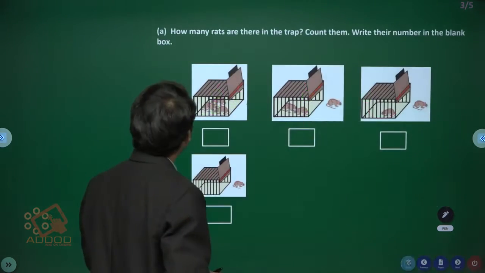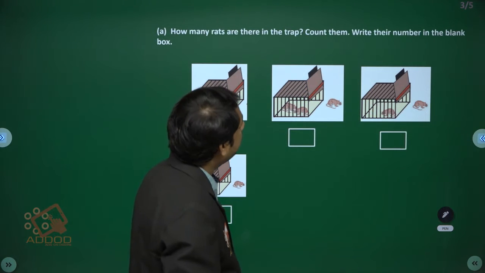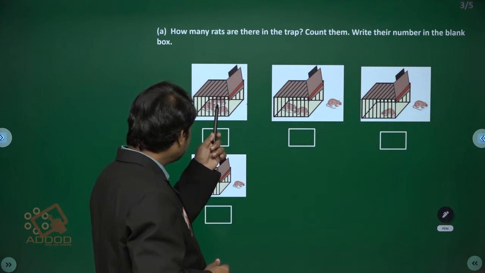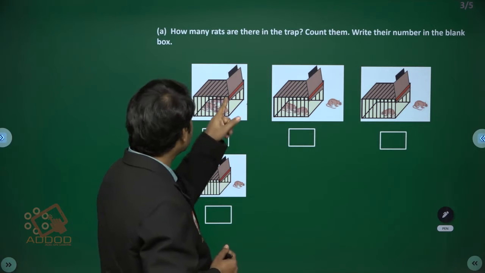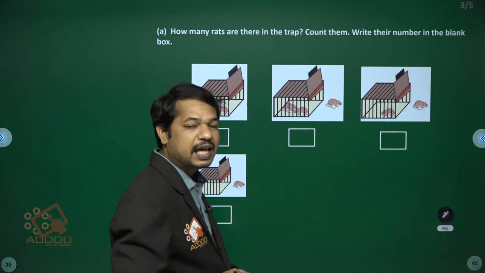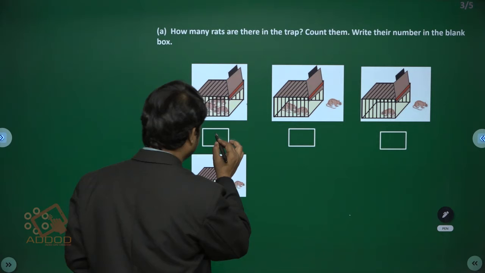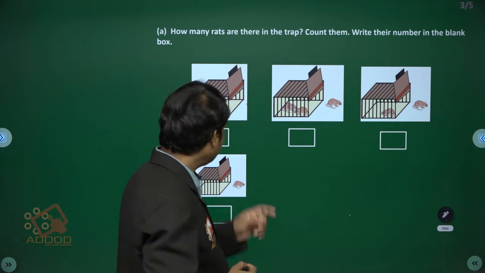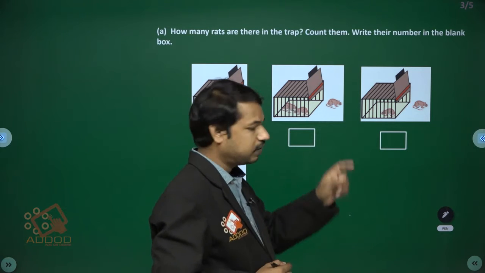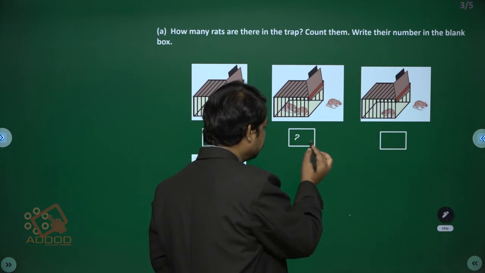Okay, how many rats are there in the traps? Write their numbers in the blank box. See children, here 3 rats are in the box. This box is called a rat trap. There are 3 rats in a trap. Here one rat is left. There are 2 rats.